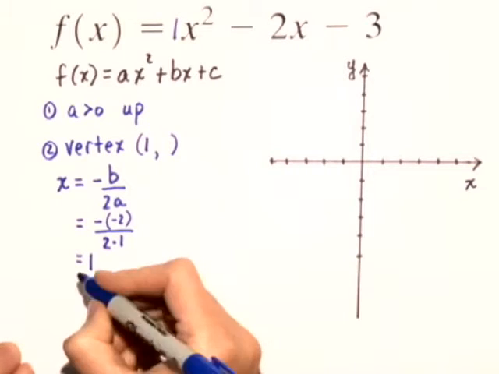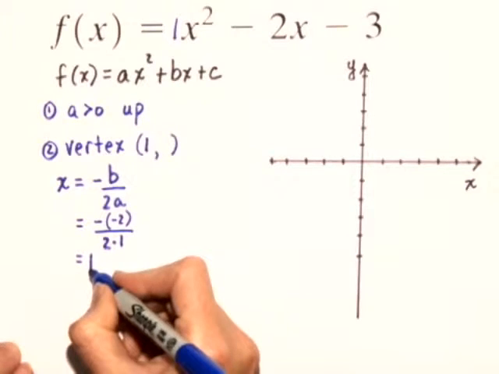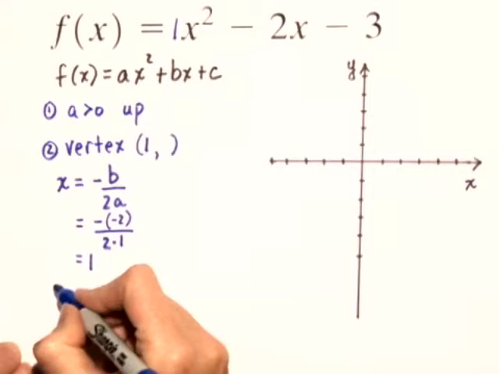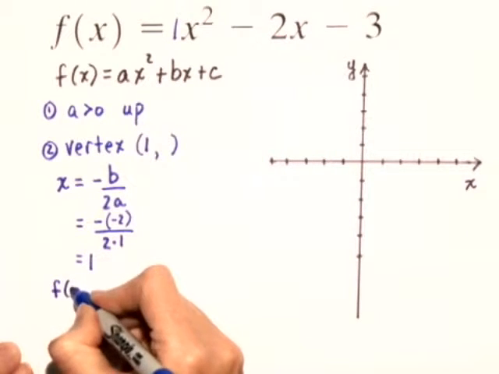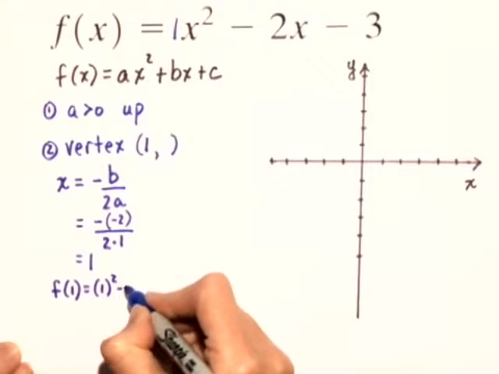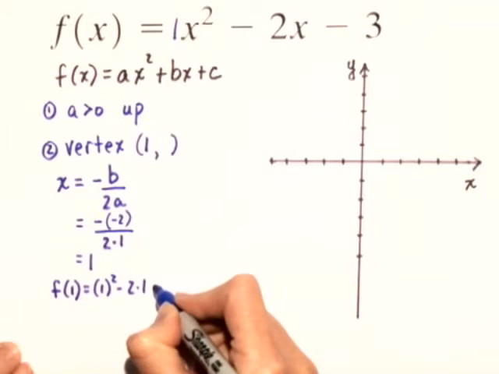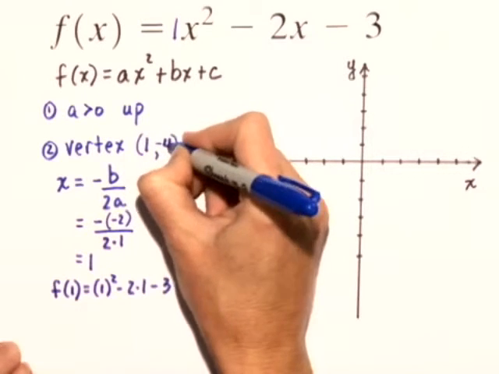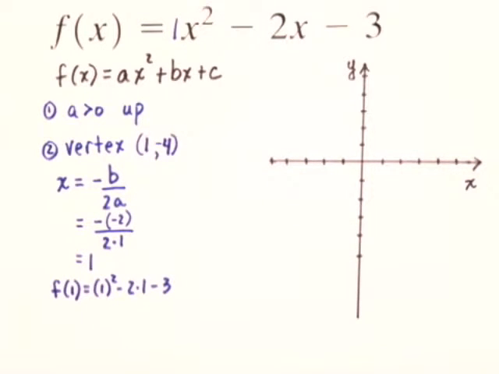In order to find the y-coordinate of the vertex, we just substitute 1 in for x in our quadratic function. In other words, we're finding f of 1, which is equal to 1 squared minus 2 times 1 minus 3. That gives us 1 minus 2 minus 3, which gives us negative 4. So our vertex is (1, -4).